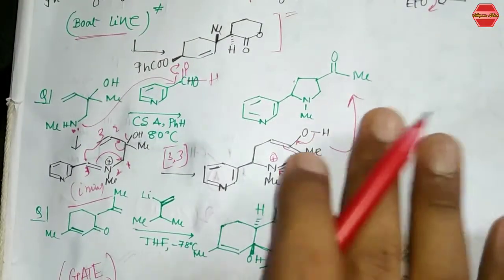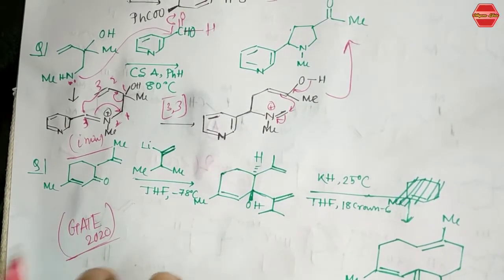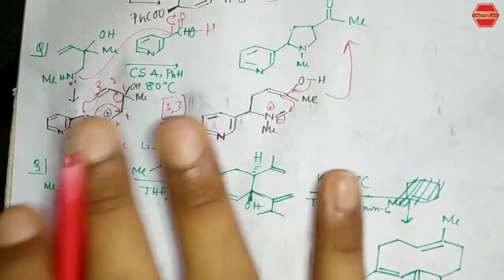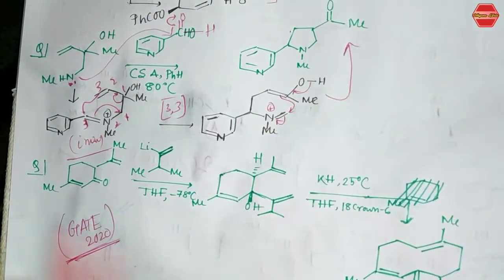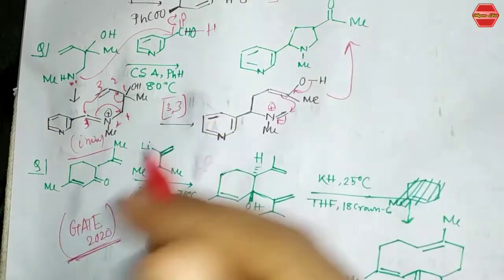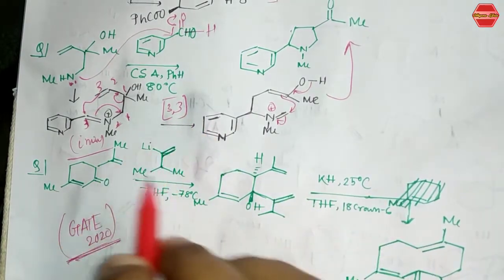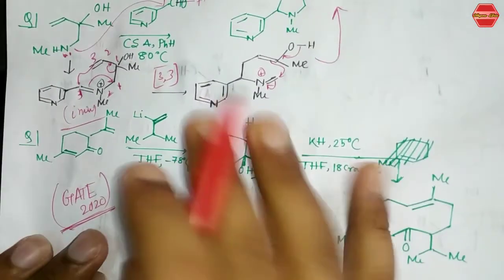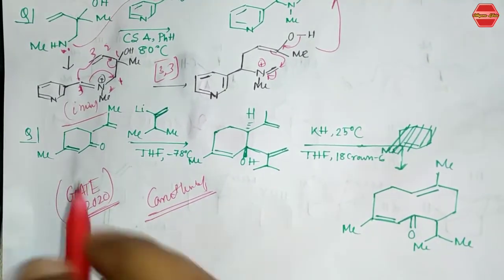And maybe the question came in the CSIR exam, but I don't remember. The last and final question came in GATE 2020, and I think I'll make a separate video on organic chemistry and the GATE 2020 solution. Okay, so keep waiting for that. This question is directly from Carruthers, and I am taking it in this video particularly because it follows the 3,3 sigmatropic rearrangement. It's a very recent year question, GATE 2020, as you can see.